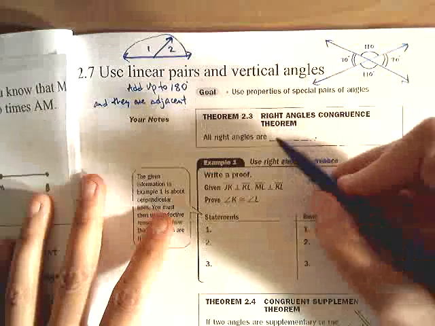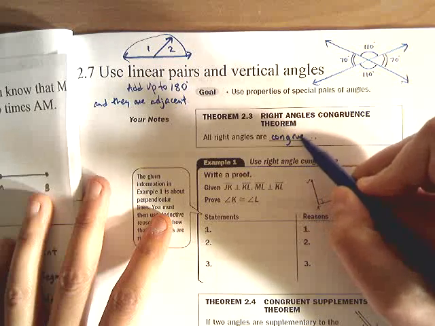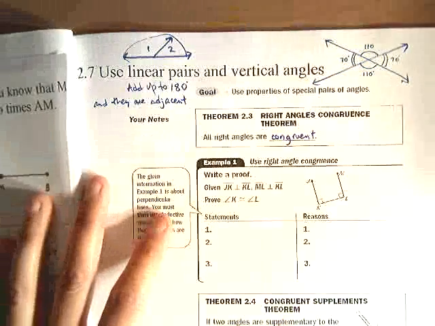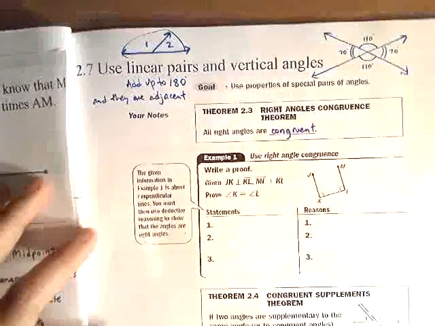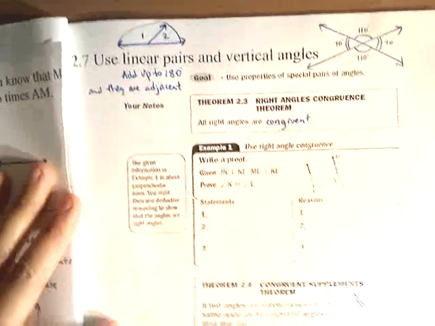The right angle congruence theorem simply says that if you have right angles, they are also congruent. One right angle, the other right angle, they are going to be the same measure as each other. So that means they are congruent. They are the same.